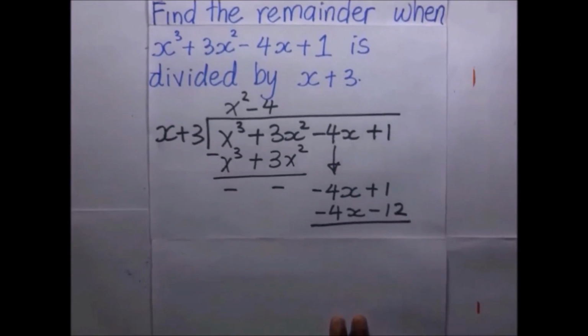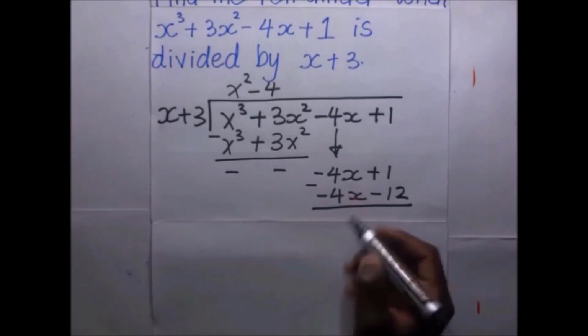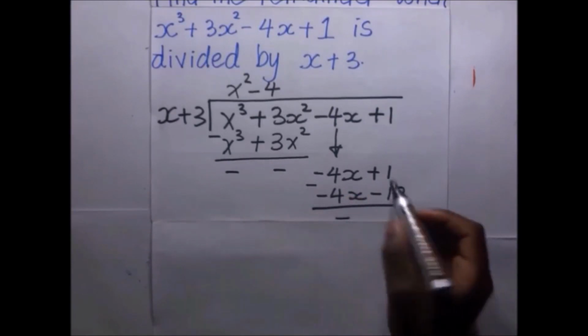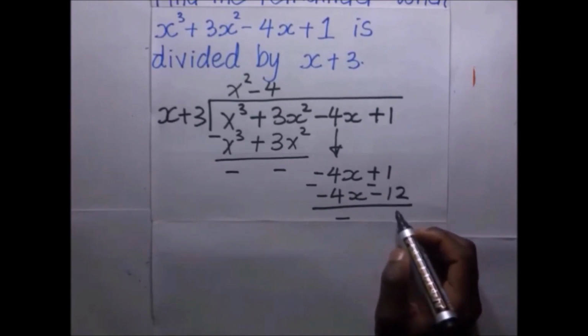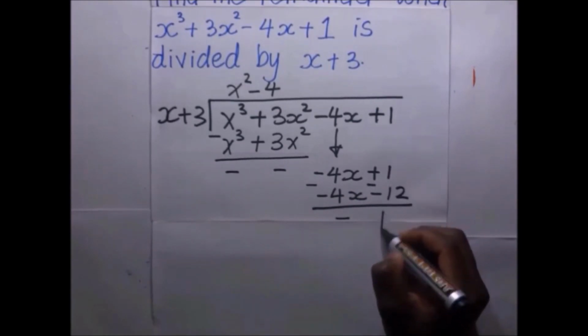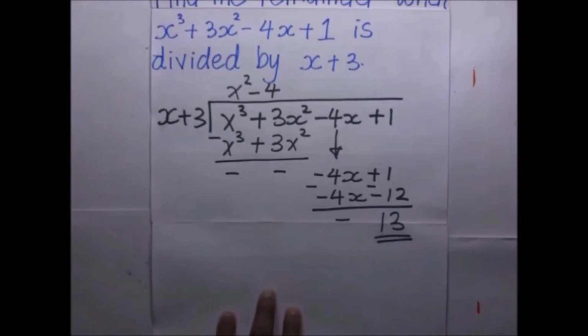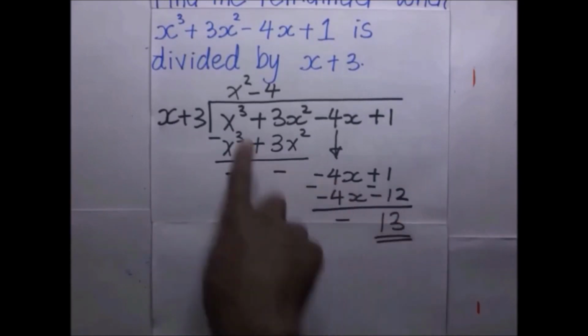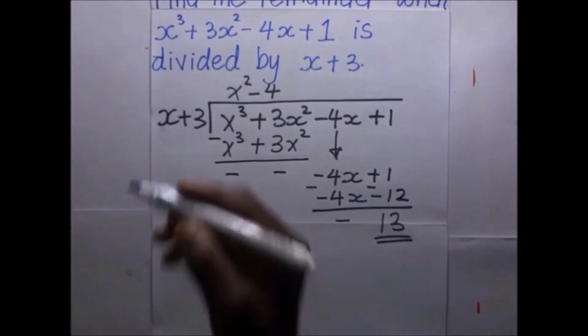When we subtract those two, negative 4x minus negative 4x will give us 0. 1 minus negative 12 is going to give us a positive 13. And so that becomes our remainder. So we have divided, and the remainder is 13. We have divided this polynomial by that, so this becomes our divisor.